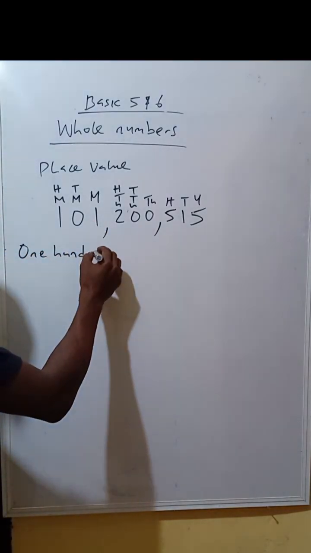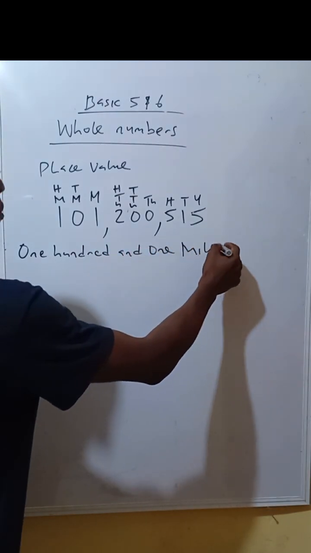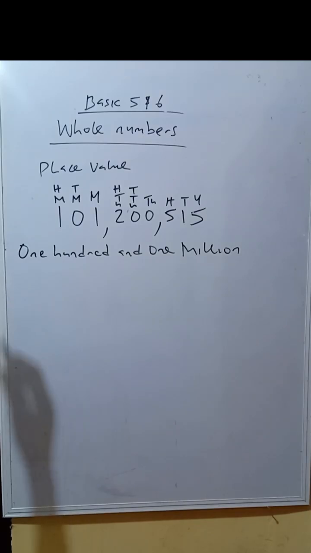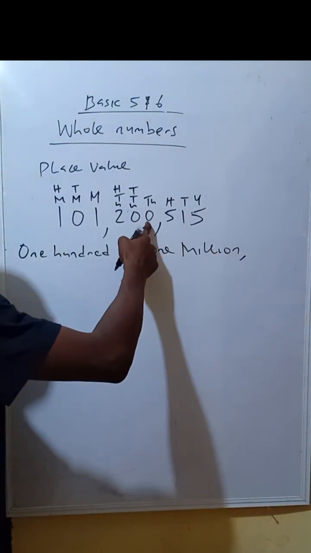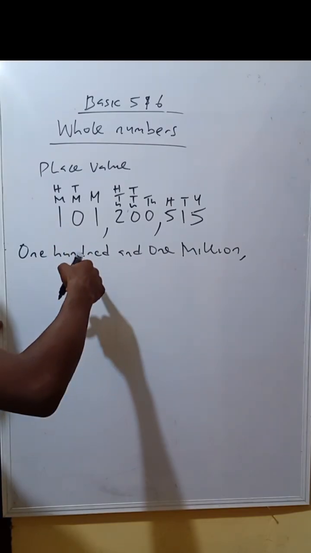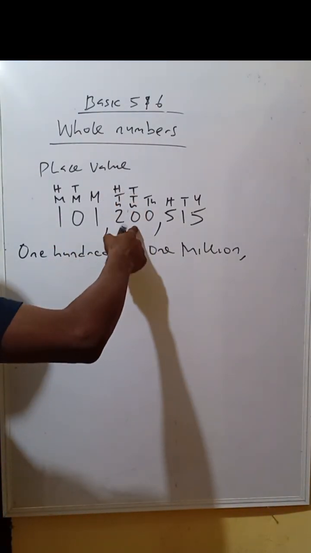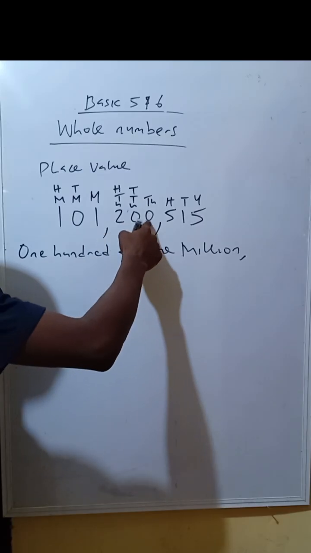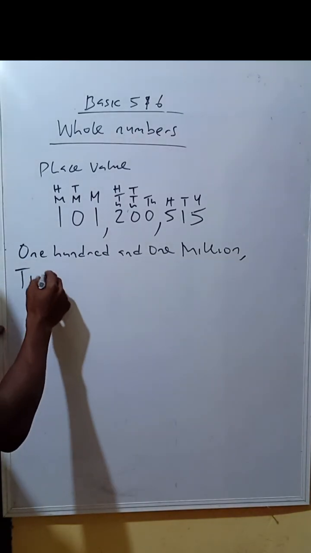101 million. Put the comma. 200,000. You won't say 20,000 or 10,000. No, 200 after 3 digits. 200,000.